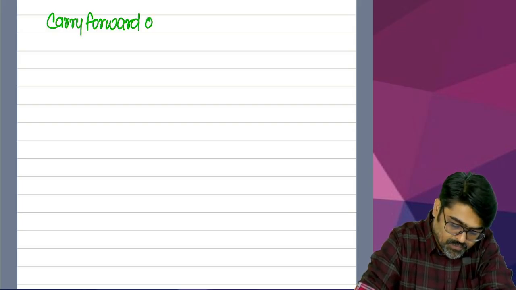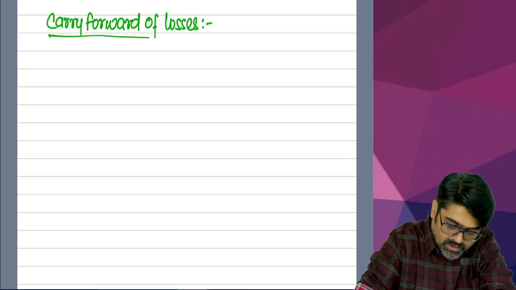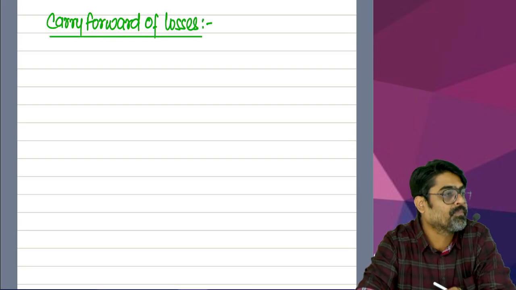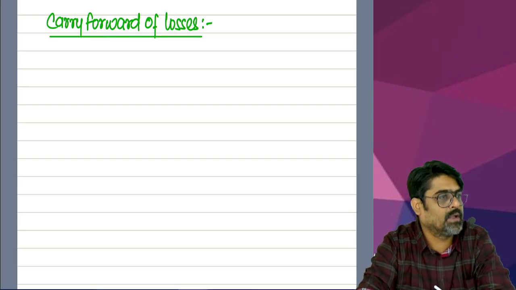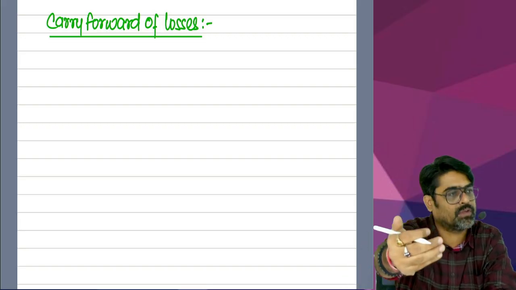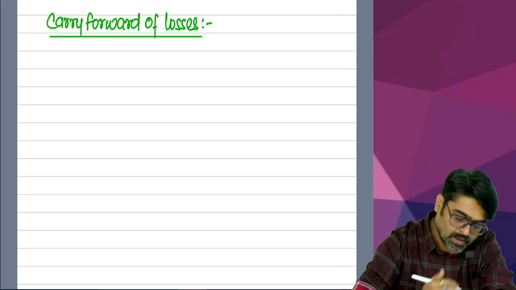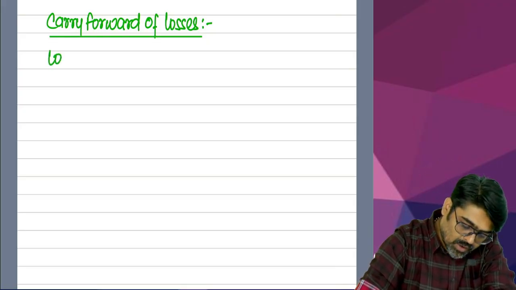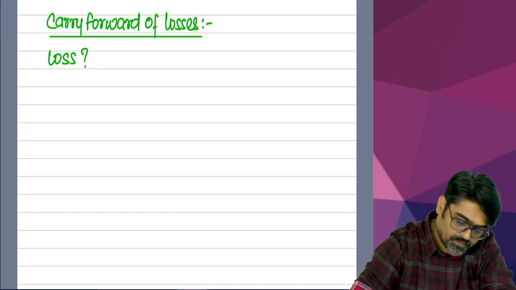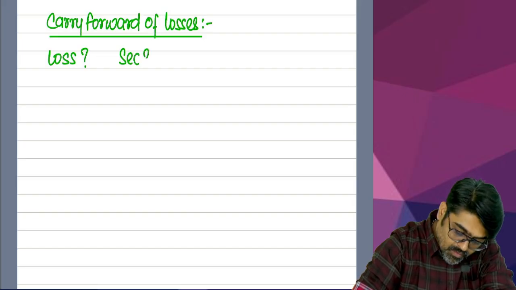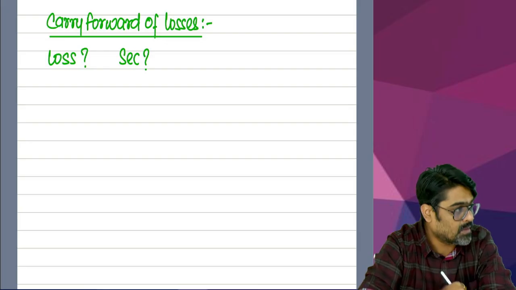Carry forward of losses, yes or no? Why will you carry forward the loss? First of all, tell me. The losses could not be adjusted in this year. So definitely you would want the losses to be carried forward to the subsequent year so that they get adjusted in the subsequent year's income. Yes or no? So first of all, which loss? Second, which section allows the carry forward?